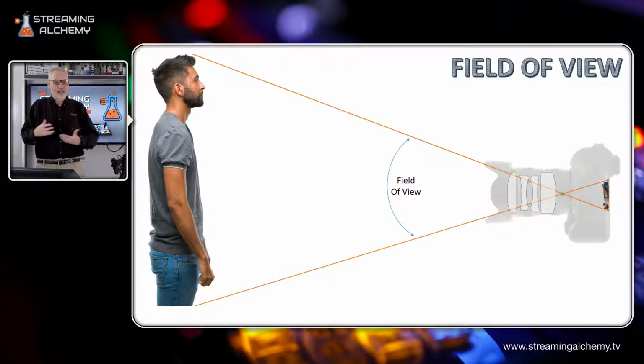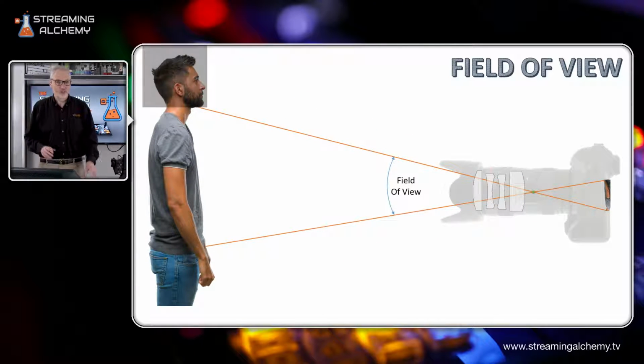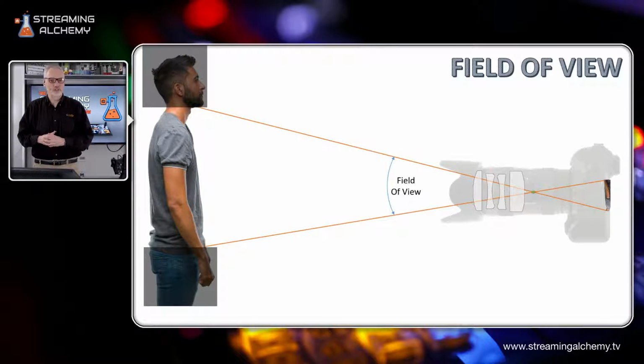If I increase the focal length, if I increase where this point is in a lens system, what you're going to end up with is a narrowing of your field of view. You're not going to have the same vertical or horizontal width you had.